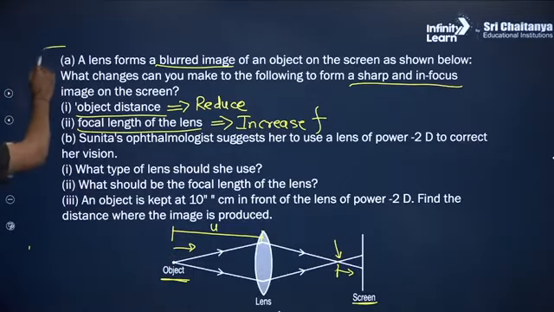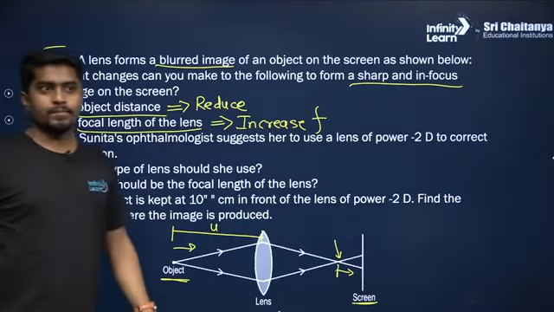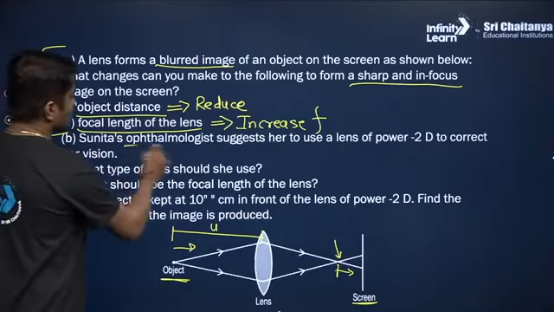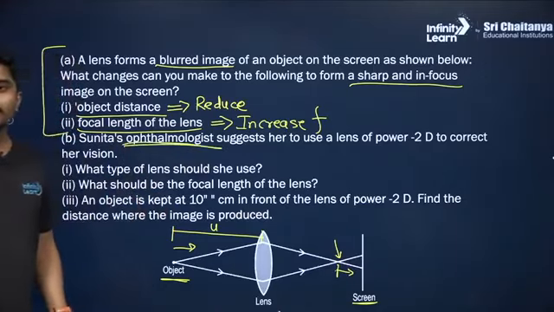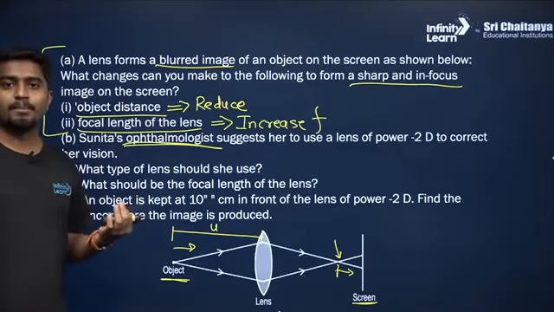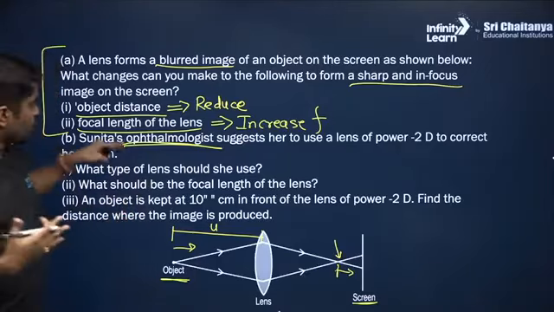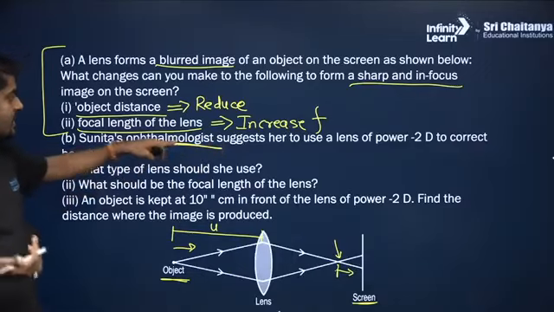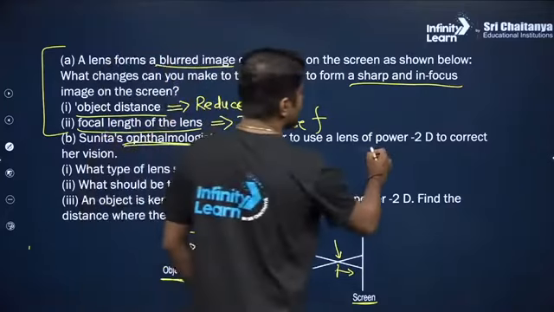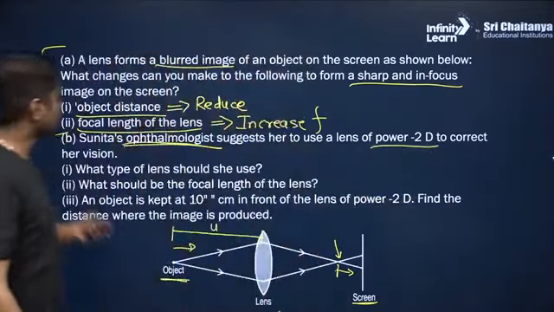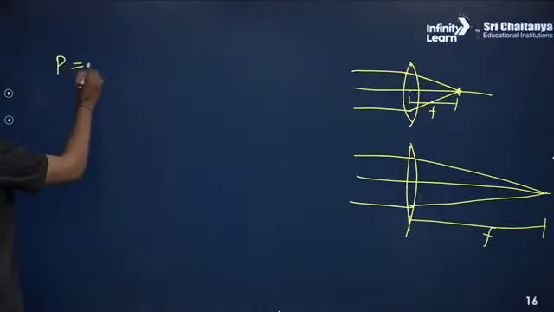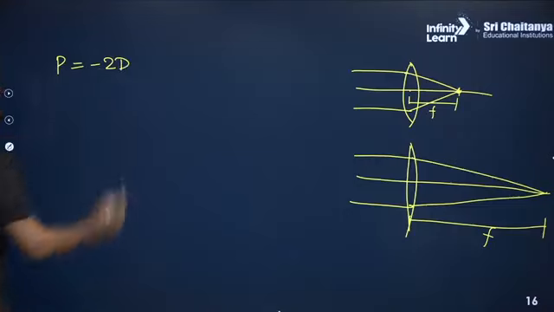Okay, this was question A and now we have another question here from B. Okay, so let's solve that. Sunita's ophthalmologist. So do you know what is an ophthalmologist? A doctor. Let's suppose if you have some problem with your eye, some eye defect, you go to a doctor that is called an ophthalmologist, eye doctor. Okay, suggest her to use a lens of power -2 diopter to correct her vision. So now let's write down power of the lens given is -2 diopter.